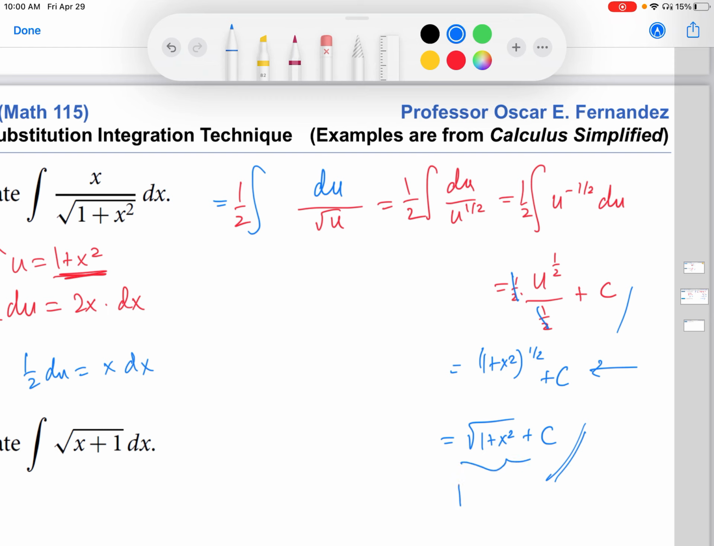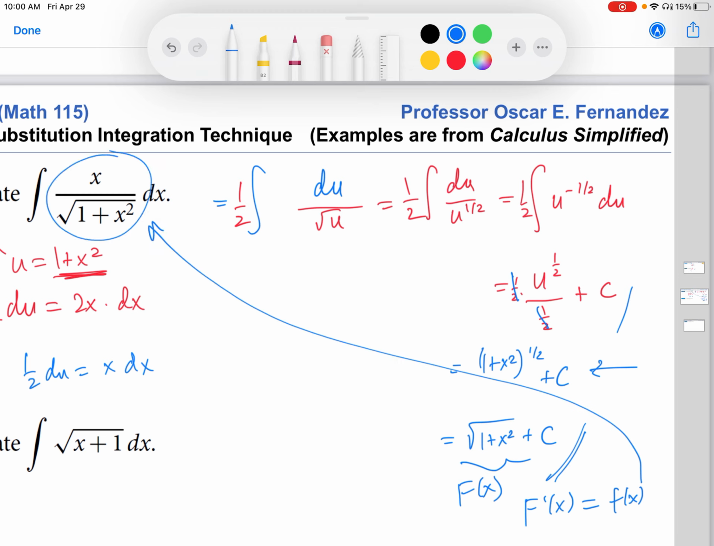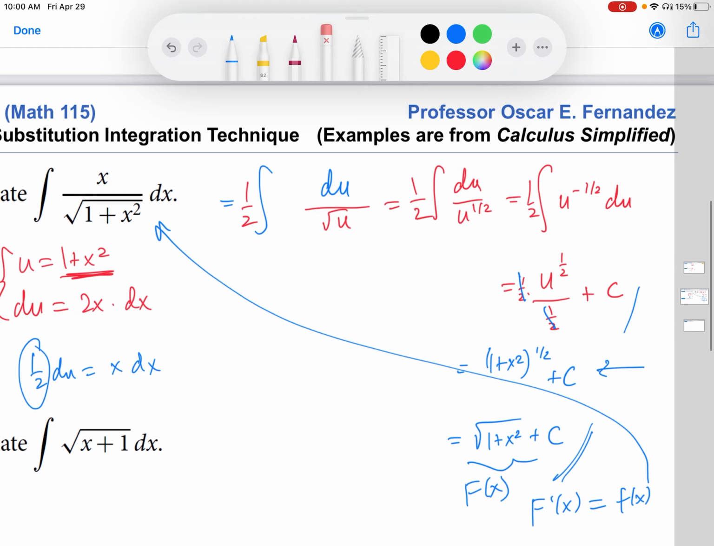How would you do that? Well, this is your capital F of x function, the antiderivative. Differentiate this function, and you should get your original integrand, which is that one. If we had done this here, we would have noticed that we missed that factor of 1/2, right? Because we wouldn't have gotten this exact function. We would have gotten half of it or twice it, however the math works out. Okay, so that's the first example here.